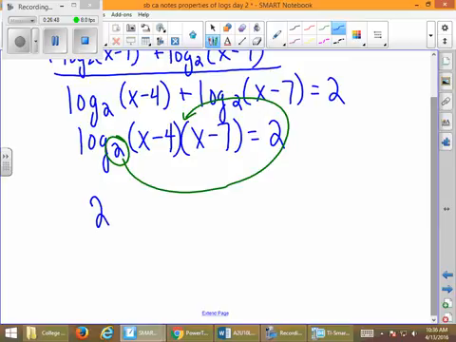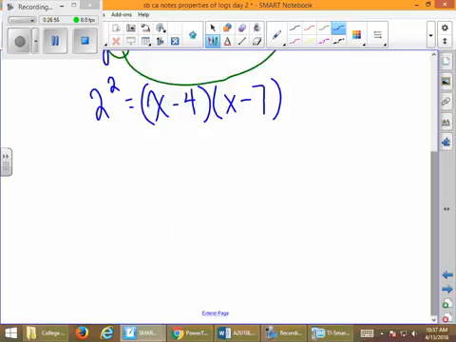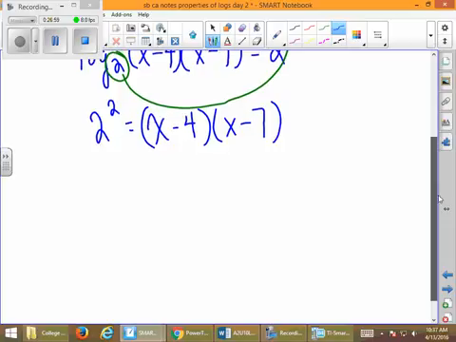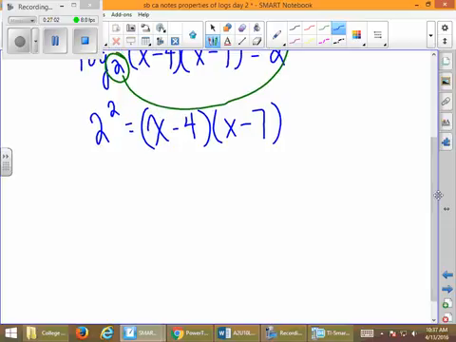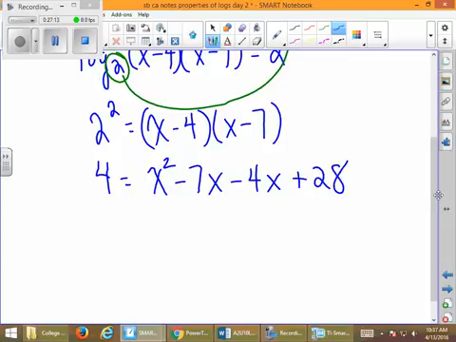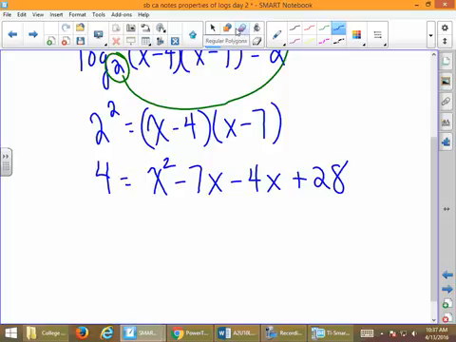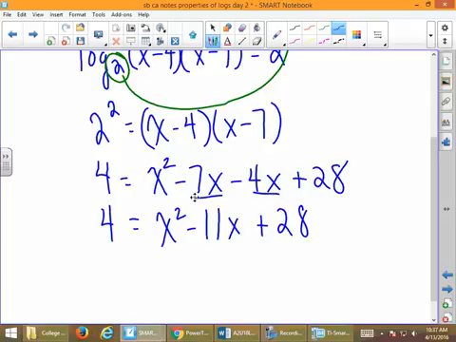And we end up with 2 squared equals x minus 4 times x minus 7, which is going to require us to FOIL. So we have 4 equals x squared minus 7x minus 4x plus 28. If we combine like terms, we've got 4 equals x squared minus 11x plus 28.